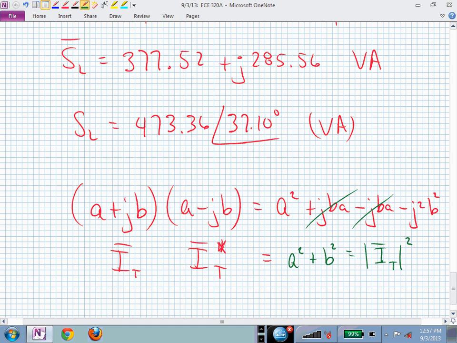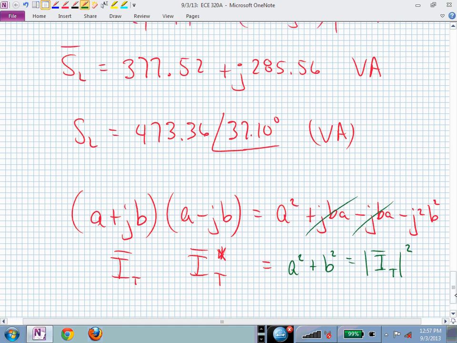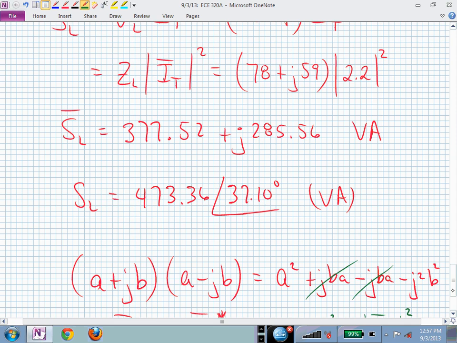That's why I could quickly now only worry about the magnitude of that current of 2.2. I could throw away the angle. I'm not really throwing it away. It's absorbed in all of this calculation. Did that answer your question? Other questions? Yes.